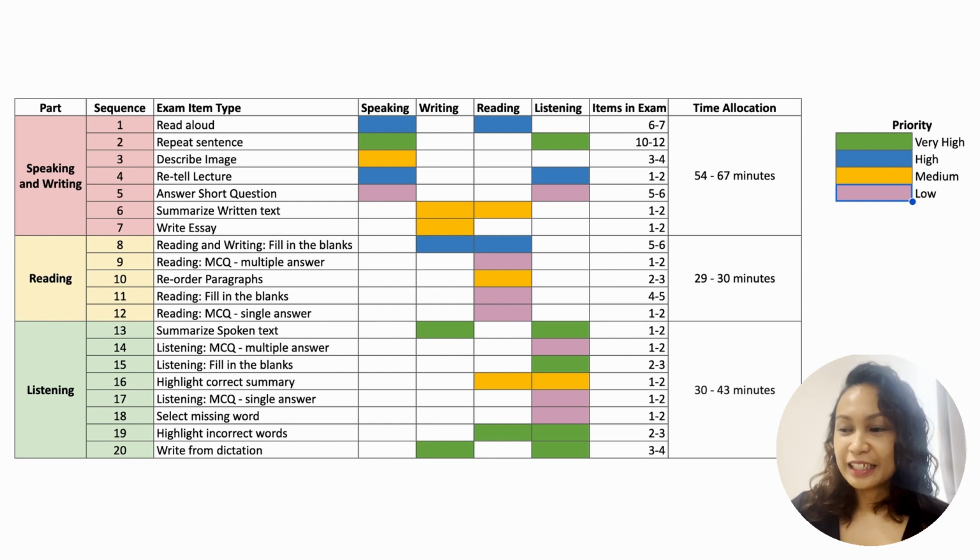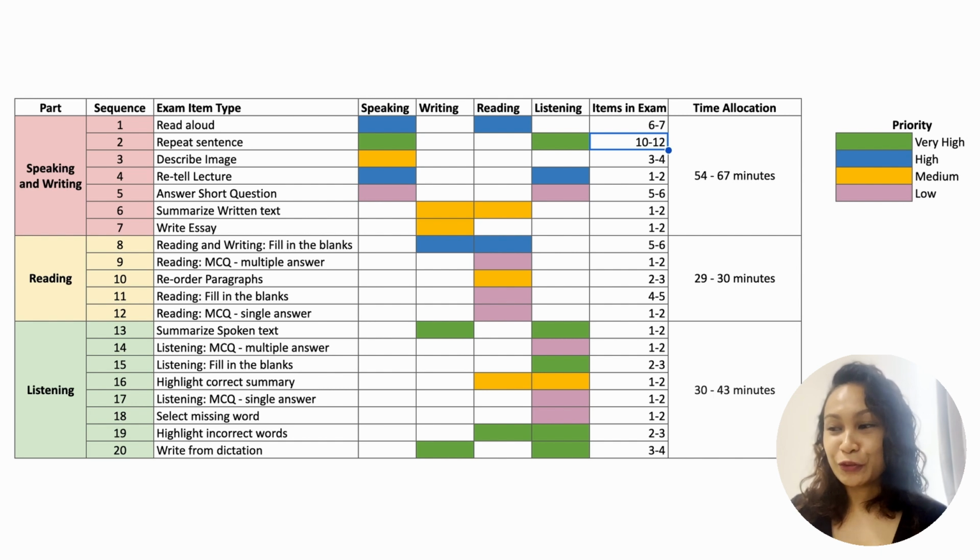So the green one, let's say the green one, this is repeat sentence. It contributes to speaking and listening. But look at the number of items that will come out in the exam. It's actually 10 to 12 items of these. You'll know this is going to affect so much if you don't do well on repeat sentence. So that's the reason why it's green.